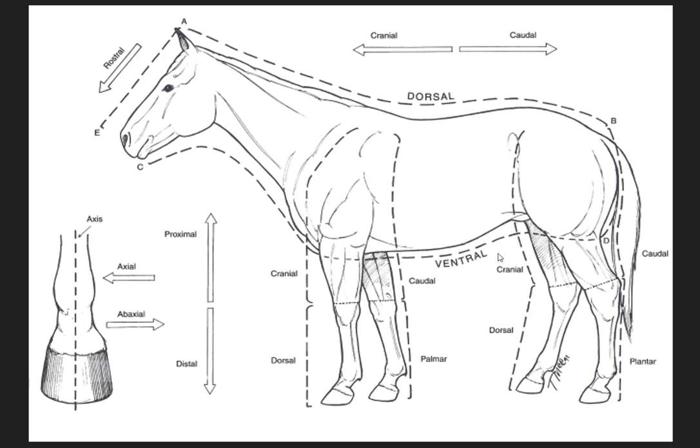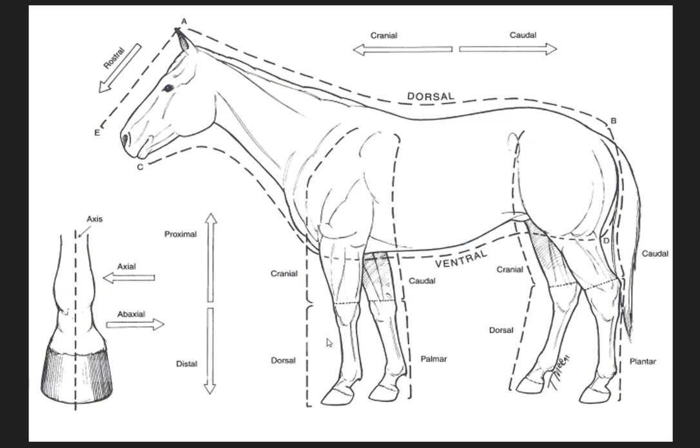Now for limbs, there are some special terms we use. For the cranial surface and caudal surface, you can still use the terms cranial and caudal. For the cranial surface, you say cranial, and for the caudal surface, you say caudal. That's until we reach this region, which we call the carpus. So when you reach the carpus and downward, you don't use these two terms anymore.